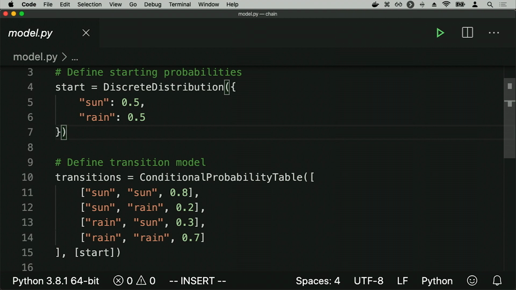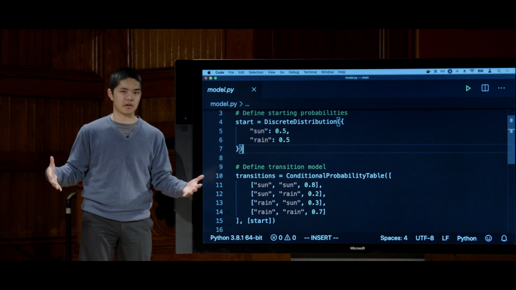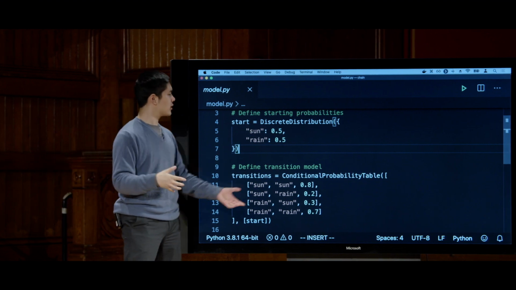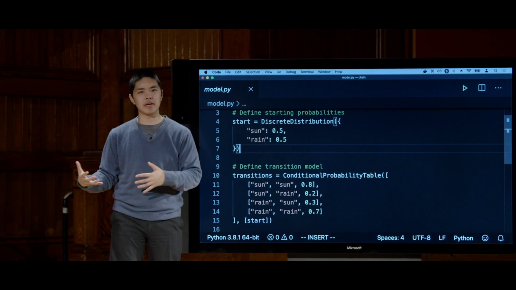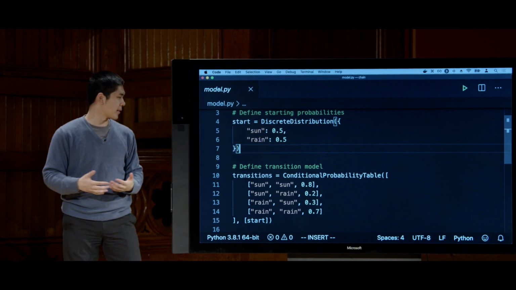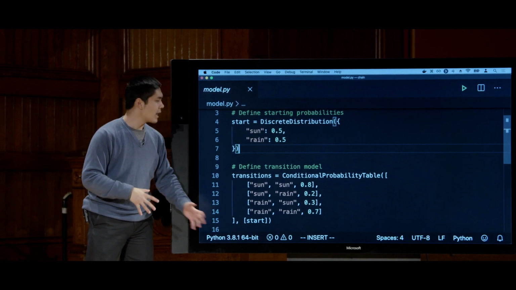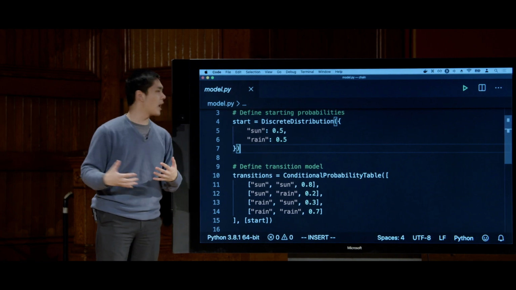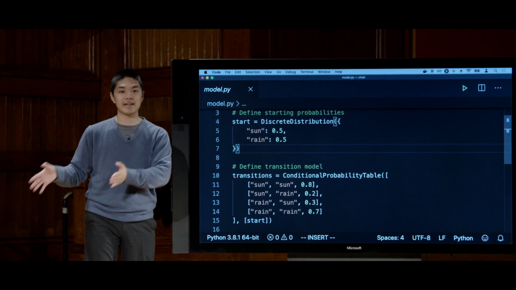I've here defined some starting distribution. So every Markov model begins at some point in time, and I need to give it some starting distribution. And so we'll just say, at the start, you can pick 50-50 between sunny and rainy. We'll say it's sunny 50% of the time, rainy 50% of the time. And then down below, I've here defined the transition model, how it is that I transition from one day to the next.